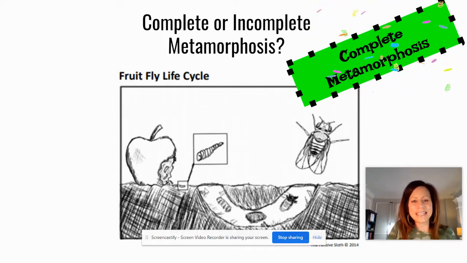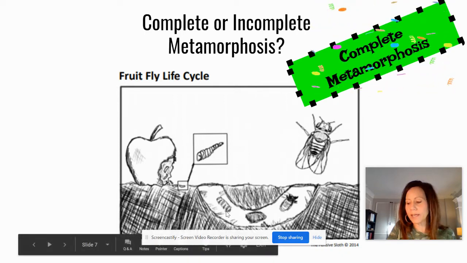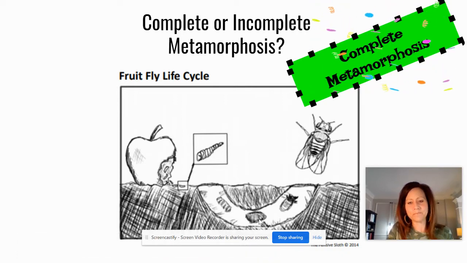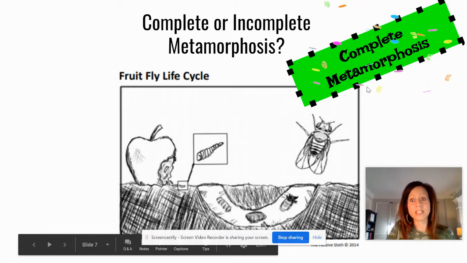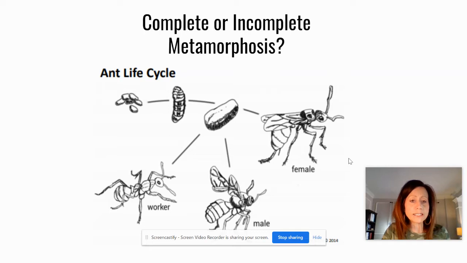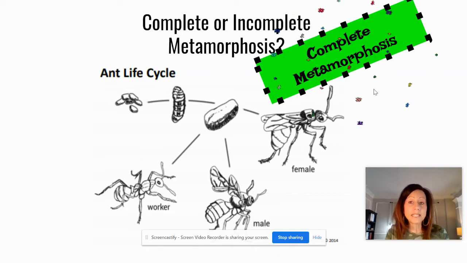So the egg turns into a caterpillar, and you can see this little caterpillar here, or worm-like larva. And then from the larva, it turns into a pupa or a cocoon type chrysalis, and then it hatches from the cocoon into the full-grown insect with wings. So that's complete metamorphosis. Look at this picture. It's an ant. So I see an egg, I see a larva, a pupa, and then an adult ant. So that is 1, 2, 3, 4 complete stages, which would mean that this is complete metamorphosis.